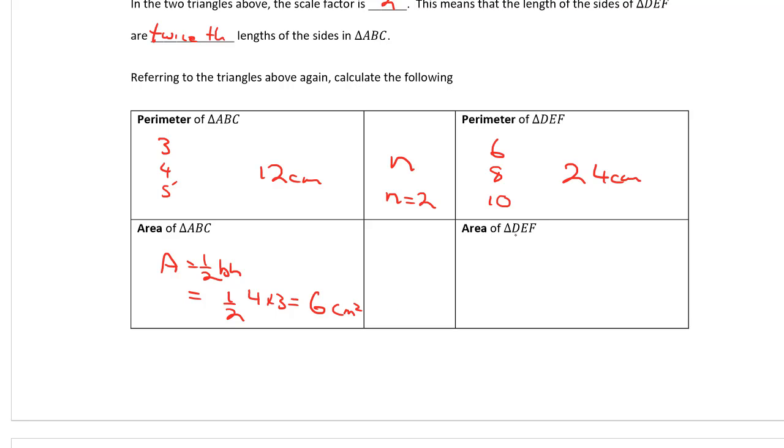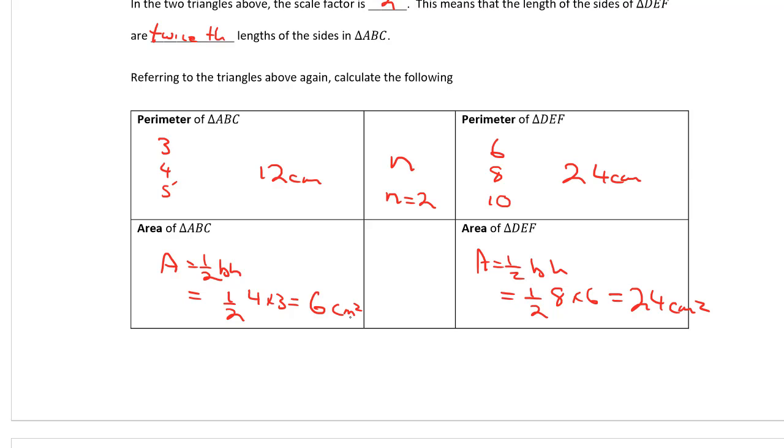Now, the area of triangle DEF, we'll do the same thing. Area equals 1/2 base times height. And in this case, we know that the height is going to be 6 centimeters and the base is going to be 8. So it's going to be 8 times 6. All right. Dividing 2 into 8, we get 4. 4 times 6 is 24. So we can see that the area is going to be 24 centimeters squared.